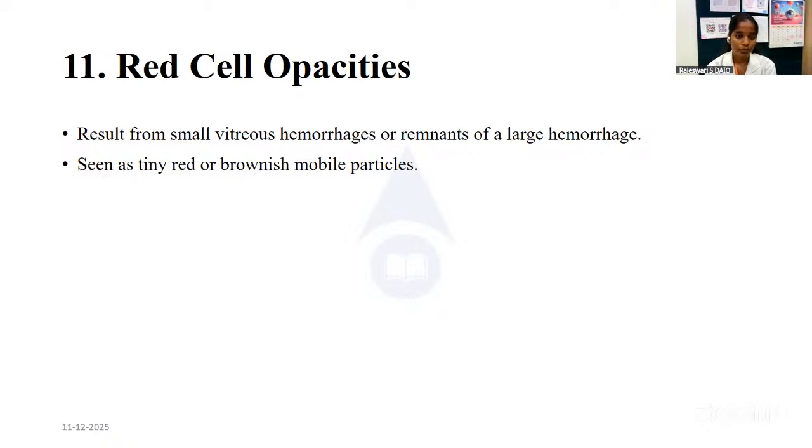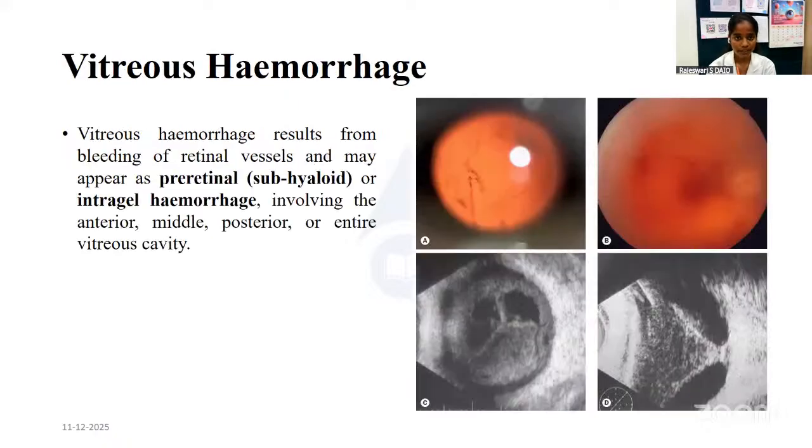It results from small vitreous hemorrhage or remnants of large hemorrhage. It's seen as tiny red or brownish mobile particles. Vitreous hemorrhage results from bleeding of retinal vessels and may appear as pre-retinal or intragel hemorrhage involving the anterior, middle, posterior, or entire vitreous cavity.